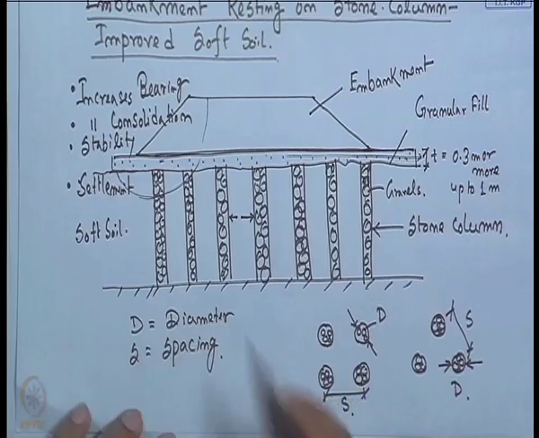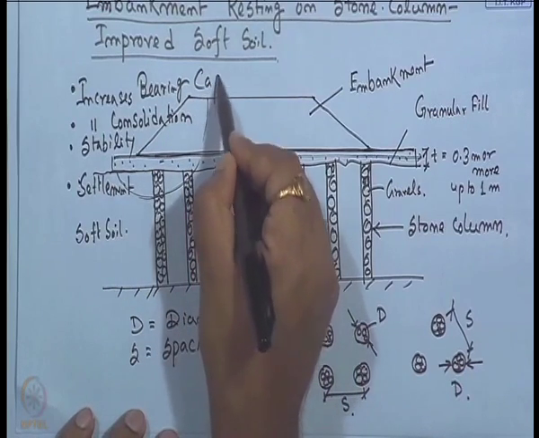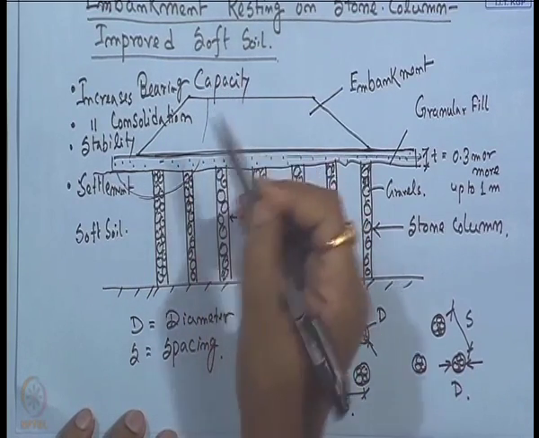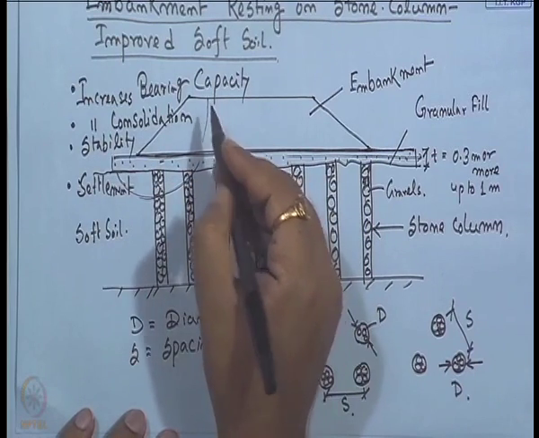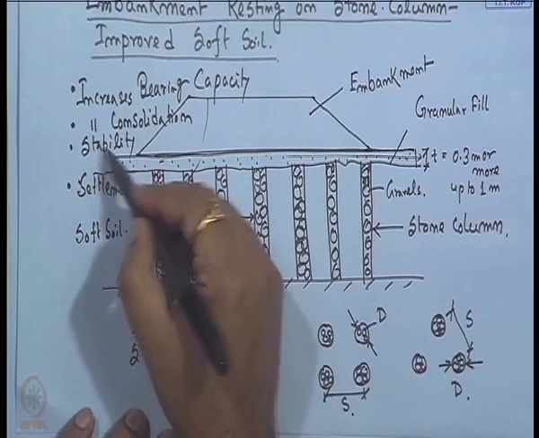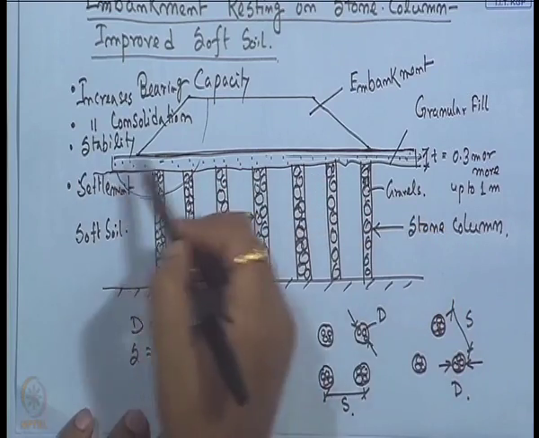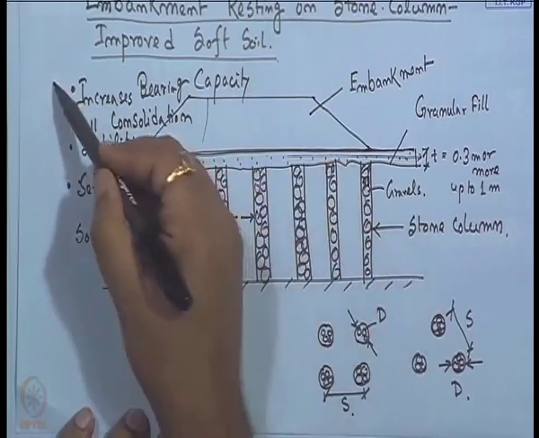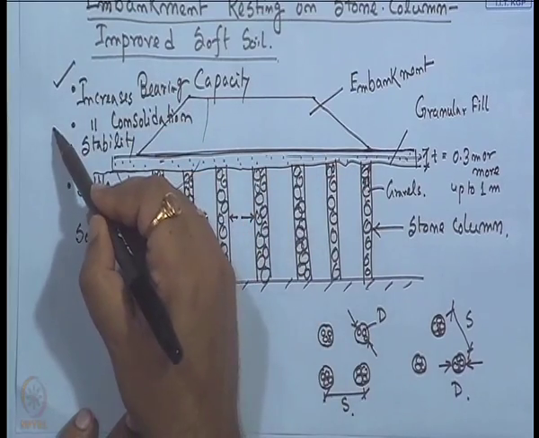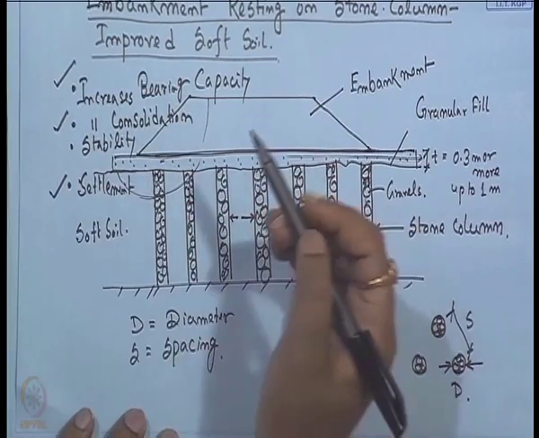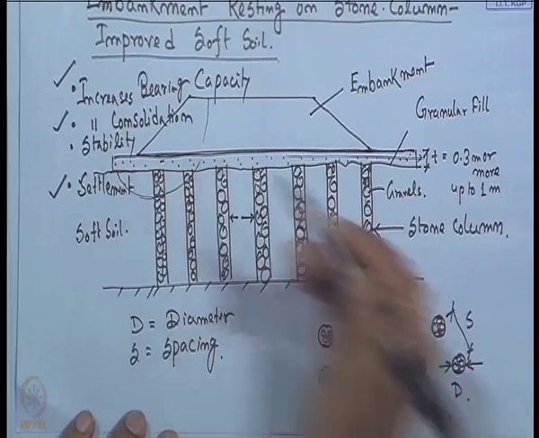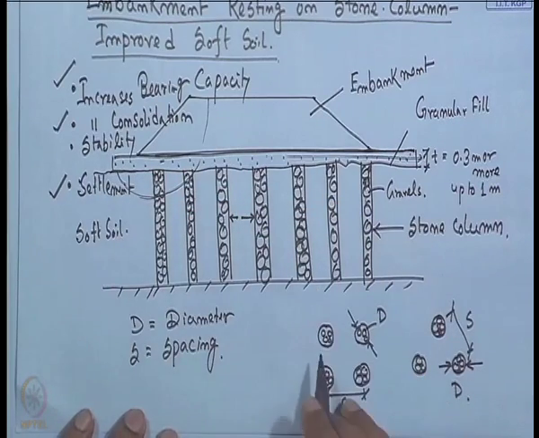So, that means the stone column increases bearing capacity, increases consolidation rate, and improves the stability and the settlement. So, from these things we will discuss the bearing capacity improvement, consolidation improvement and settlement improvement. These 3 things we will discuss, and how to model these things, incorporating all this behavior here.